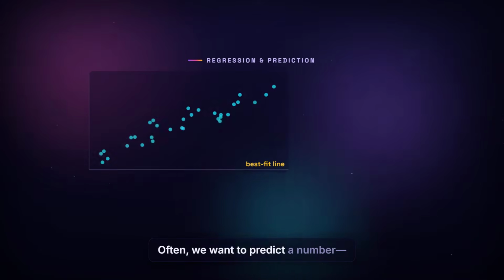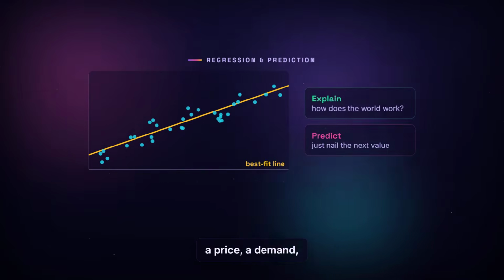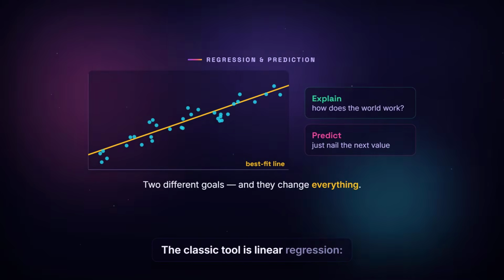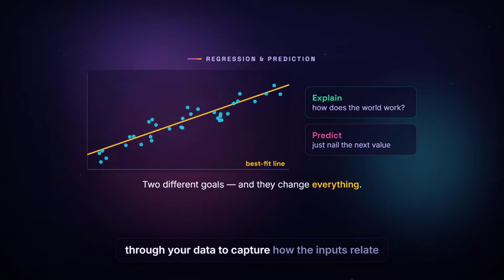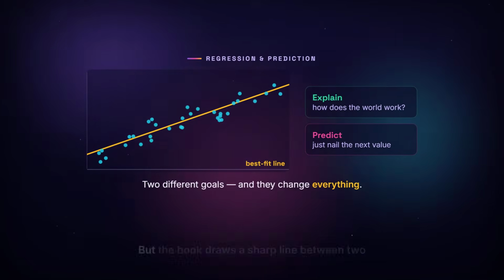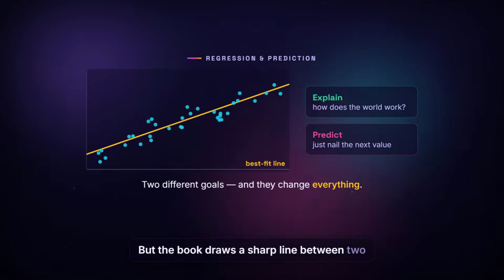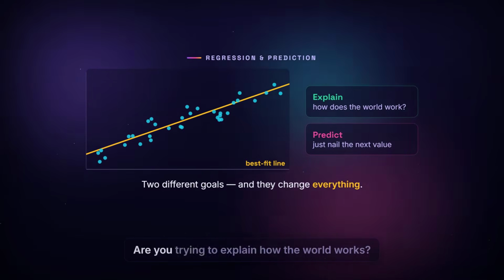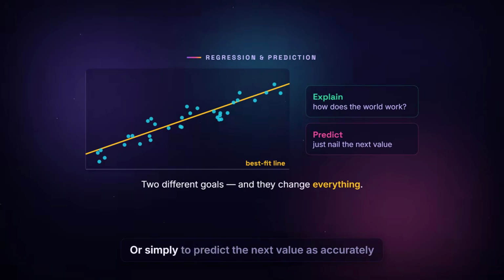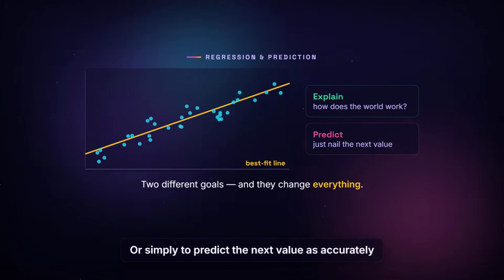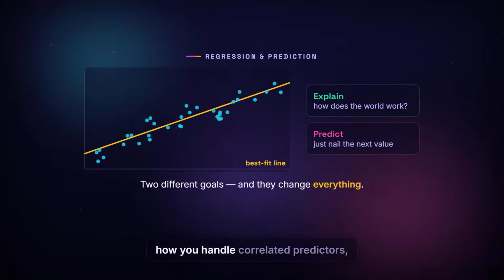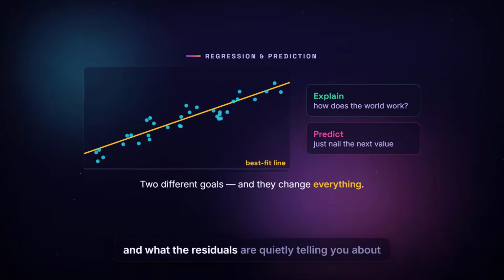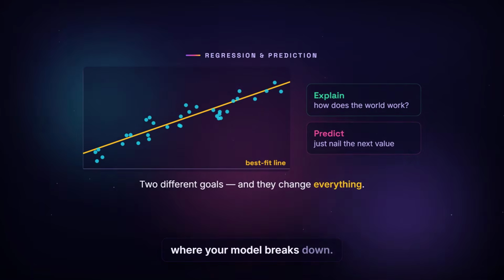Often we want to predict a number, a price, a demand, a risk. The classic tool is linear regression. Fit a line or a plane through your data to capture how the inputs relate to an outcome. But the book draws a sharp line between 2 very different goals. Are you trying to explain how the world works, or simply to predict the next value as accurately as possible? The answer changes everything. Which variables you trust, how you handle correlated predictors, and what the residuals are quietly telling you about where your model breaks down.